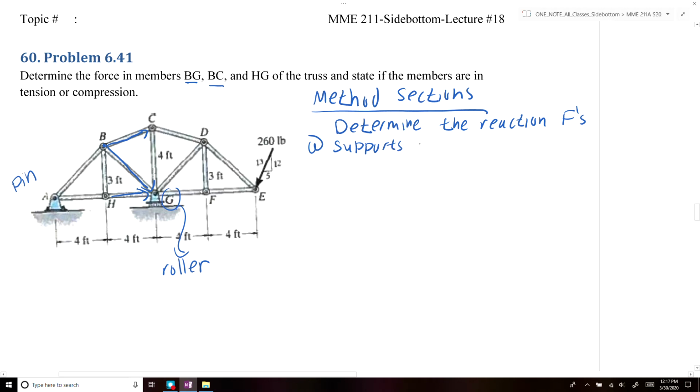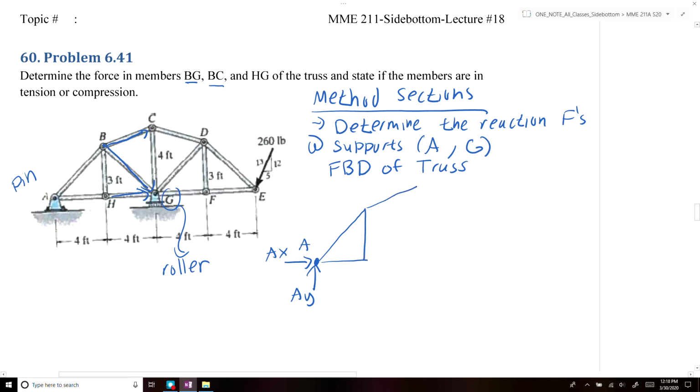So in this case, we have two supports. We have a pin at A, and we have a roller at G. In order to find those reaction forces, we're first going to draw a free body diagram of our truss. So if we do that, we'll have point A, we'll have AX, and we'll have AY. Then we'll have the rest of our truss. We'll draw it all out.